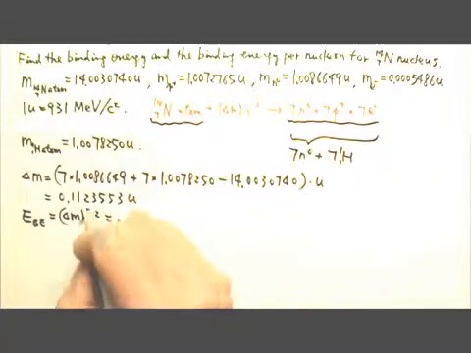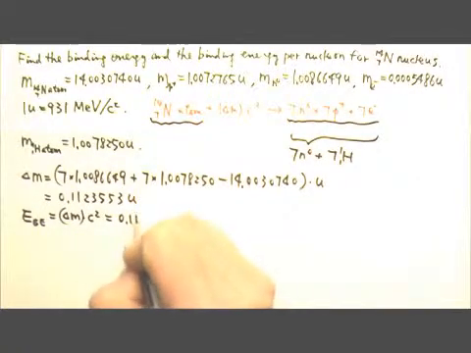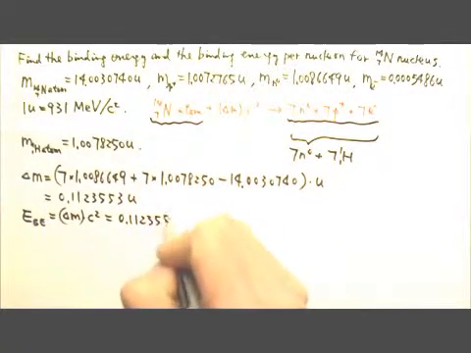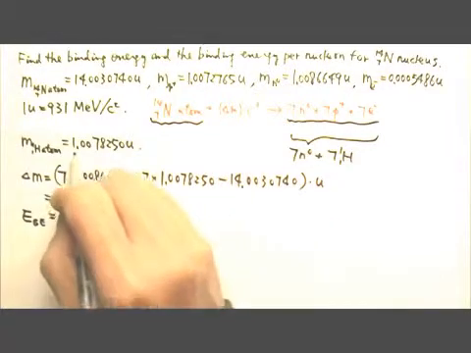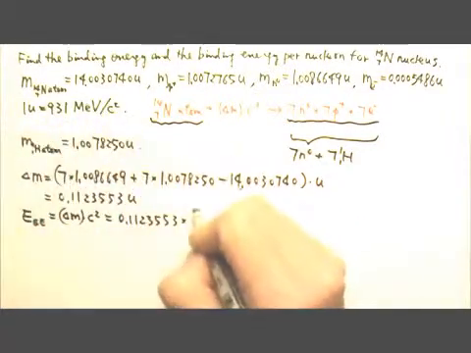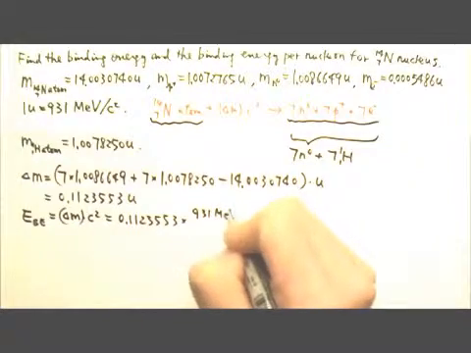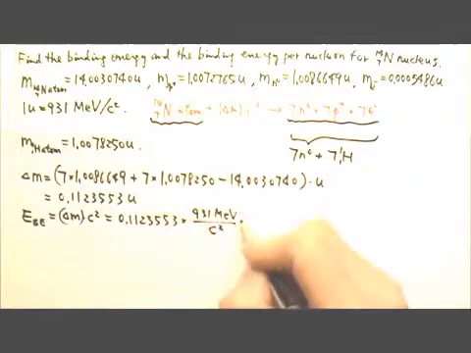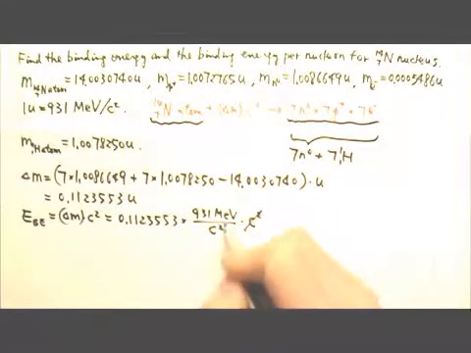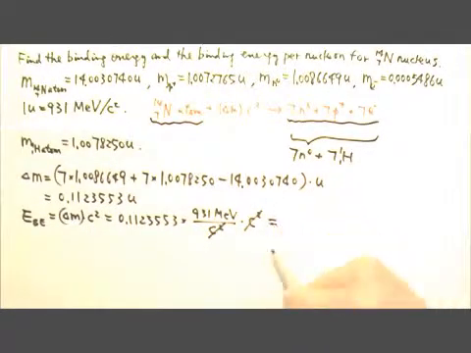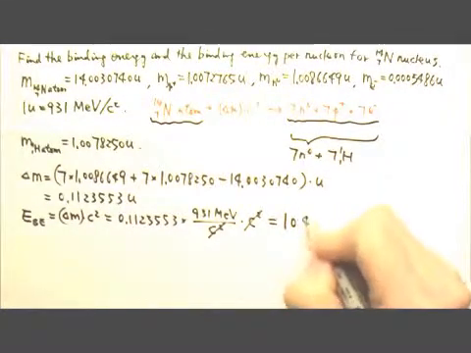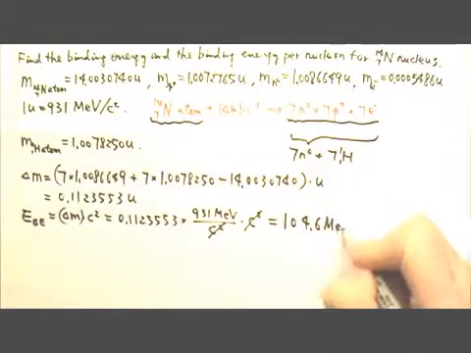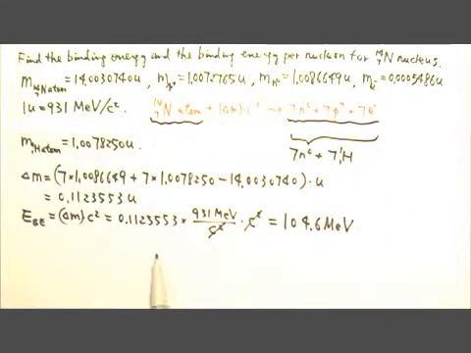Now the delta M is 0.1123553 U, which is 931 mega eV over C squared. If I multiply this by C squared, again the C squared would cancel. So this will give me also 104.6 mega eV. And then of course we divide by 14, and we can get the binding energy per nucleon.